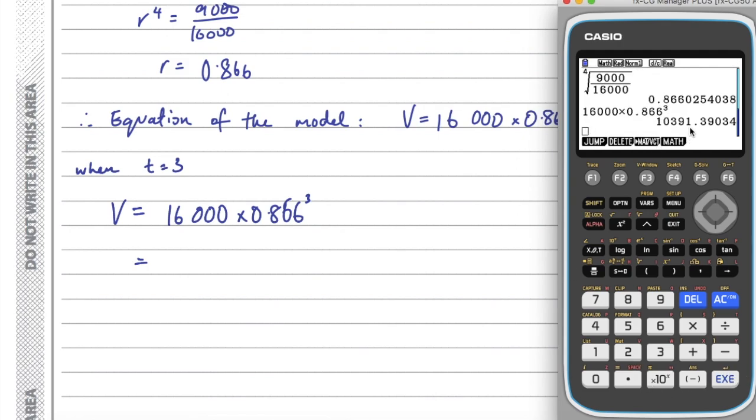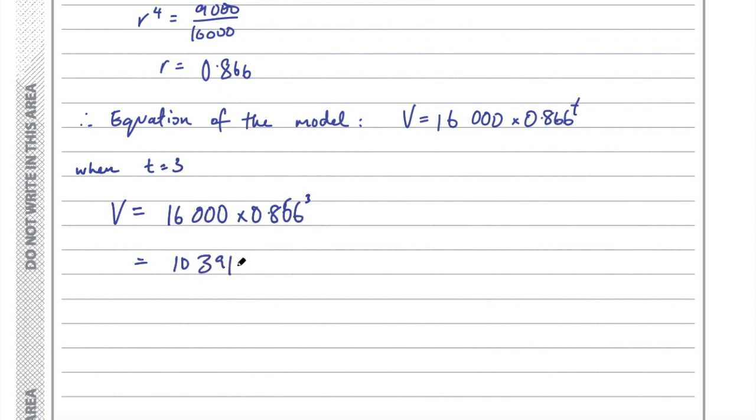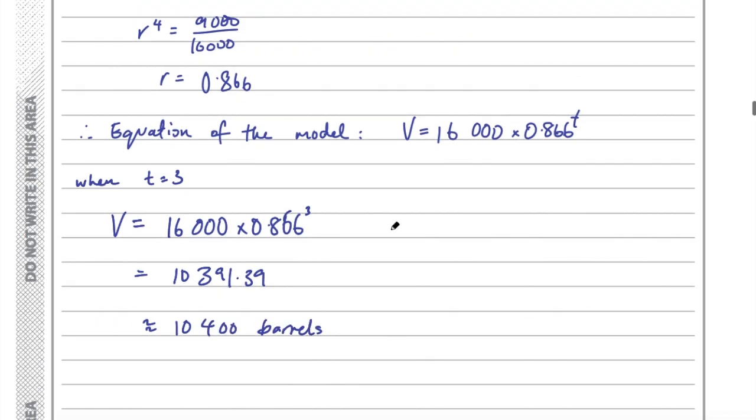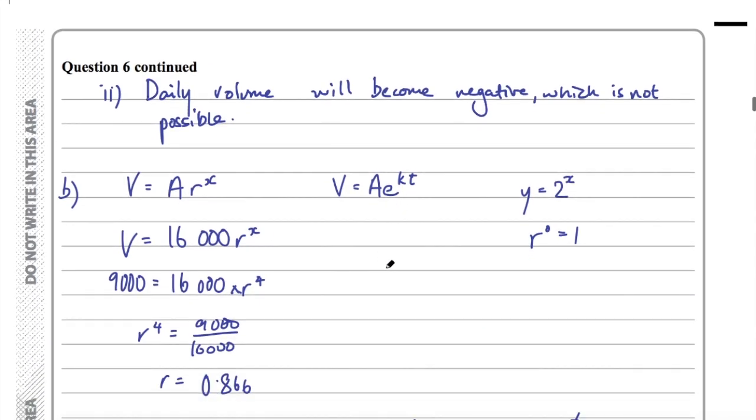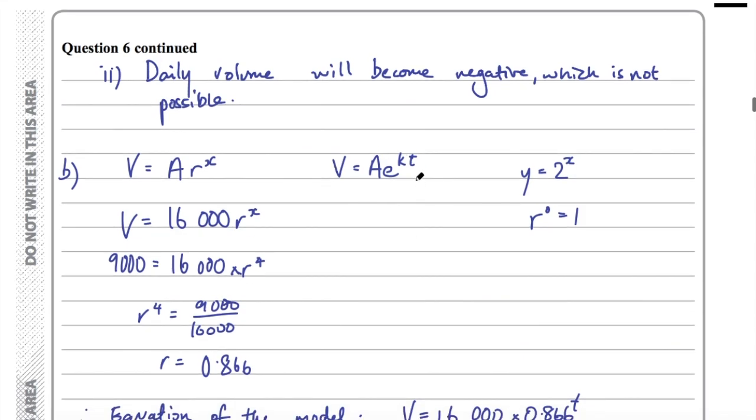and we get 10,391.39 barrels. Oh, we need to round that off. So approximately 10,000, well, let's just round this off to 10,400 barrels. And so there you go, that's using this particular exponential model. If you check out the mark scheme, they give a solution using e, but I'm not going to go through that.